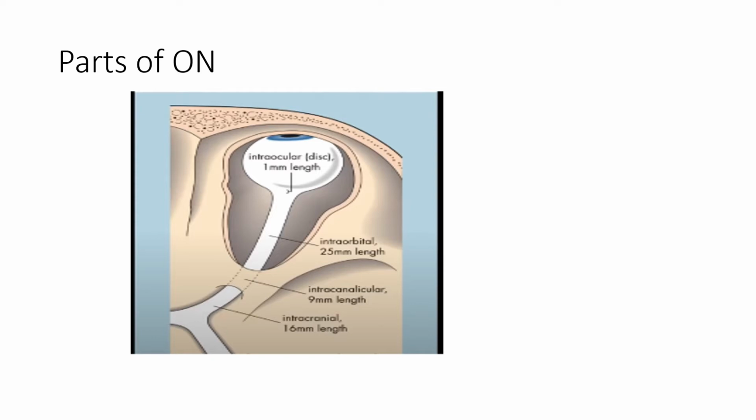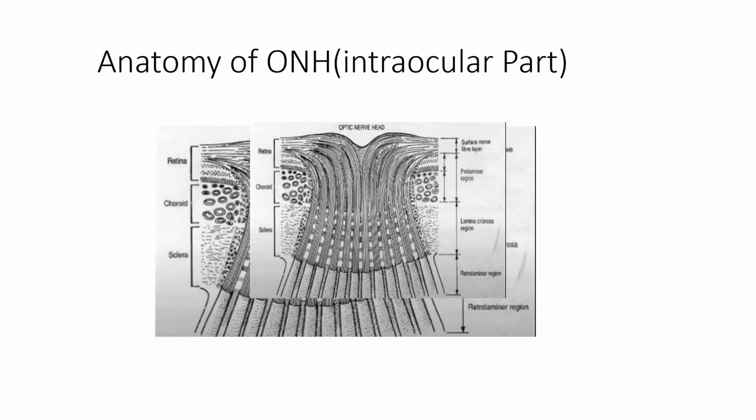Now, what are the parts of the optic nerve? The optic nerve has four parts. One is the intraocular part, another is the intraorbital part, then the intracanalicular part, and the intracranial part. The intraocular part we can see through fundoscopy, and this is the optic disc, the most anterior part of the intraocular part of the optic nerve.